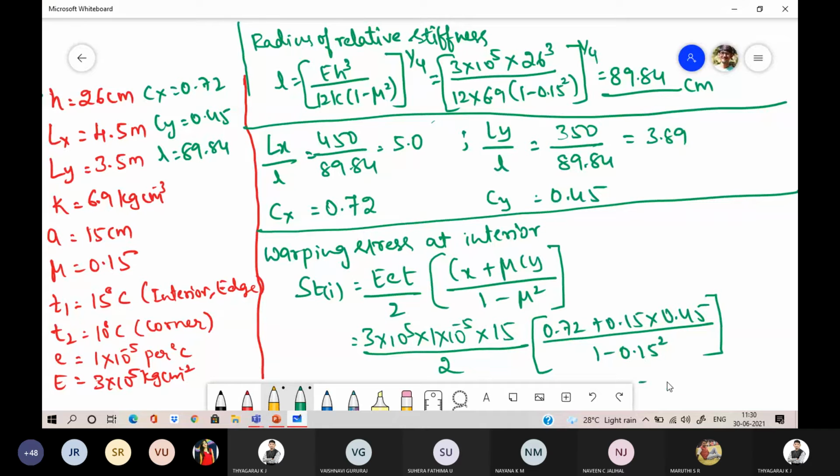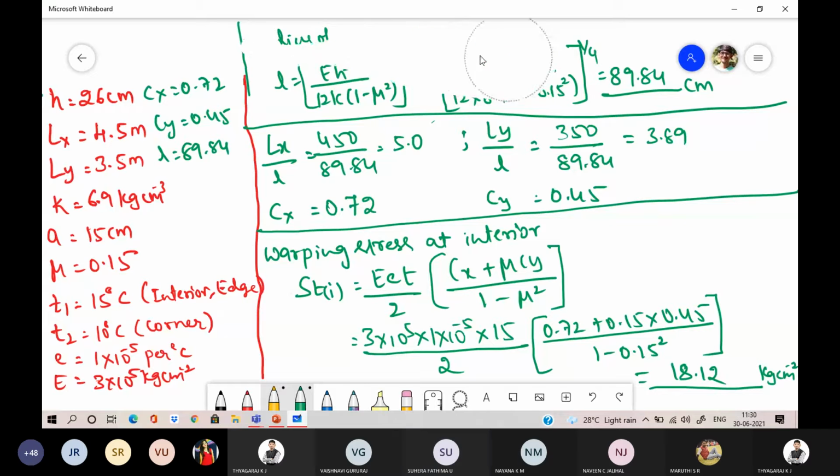Check how much you are going to get. 18.12, sir. Yes. Are you getting the same value, 18.12? Is it correct? 18.12. Others, kindly respond. Suhaira, how much are you getting? Are you getting 18.12? Yes, sir.